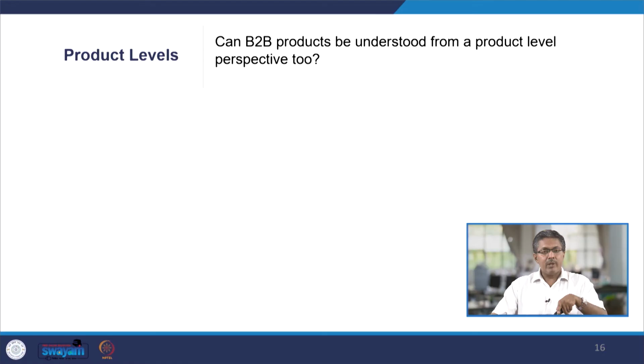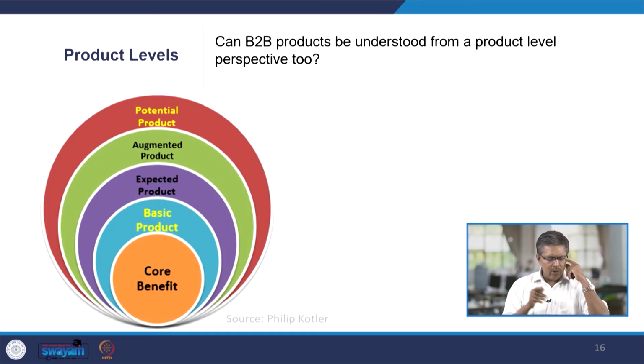So, is this same logic applicable to the B2B market, or can we understand the B2B market from this product level theory? This product level theory was given by Philip Kotler, where he tried to explain how a product can be understood from different level points of view. What are these levels? Let us see. So, the question here is, can B2B products be understood from a product level perspective too?